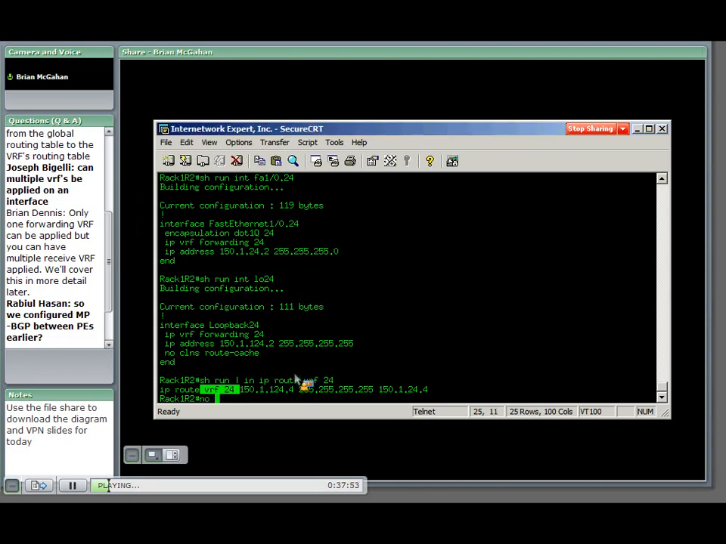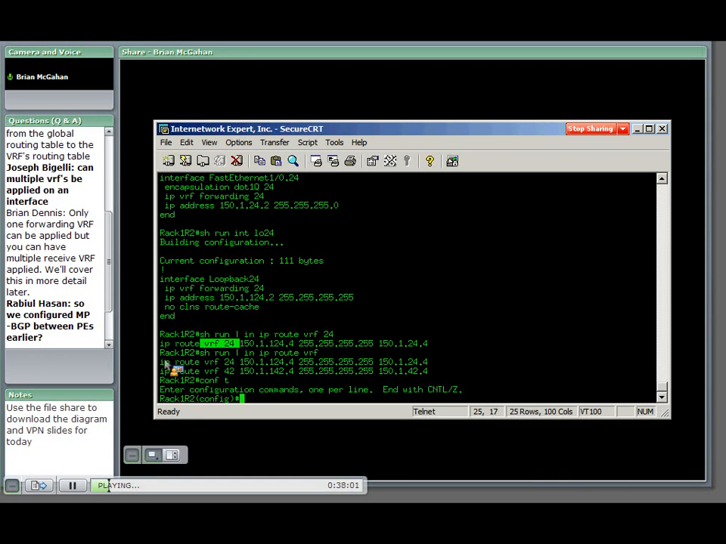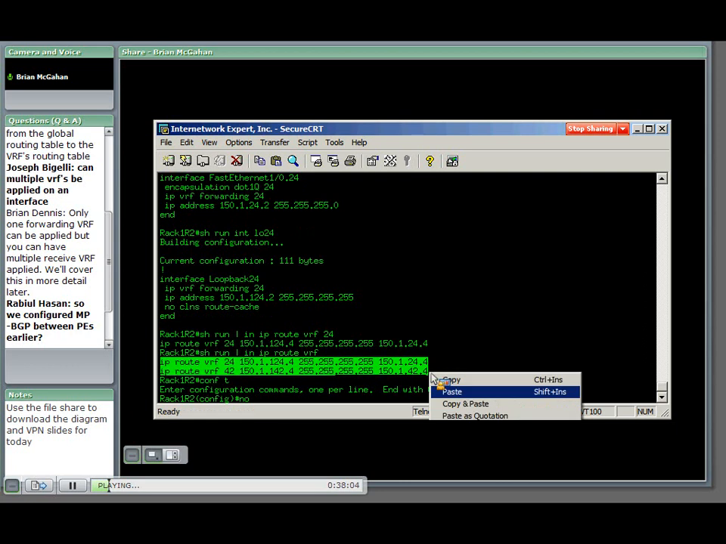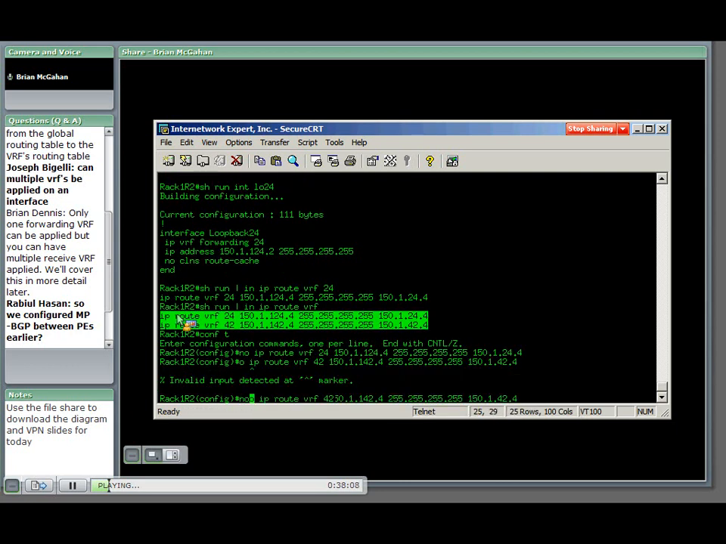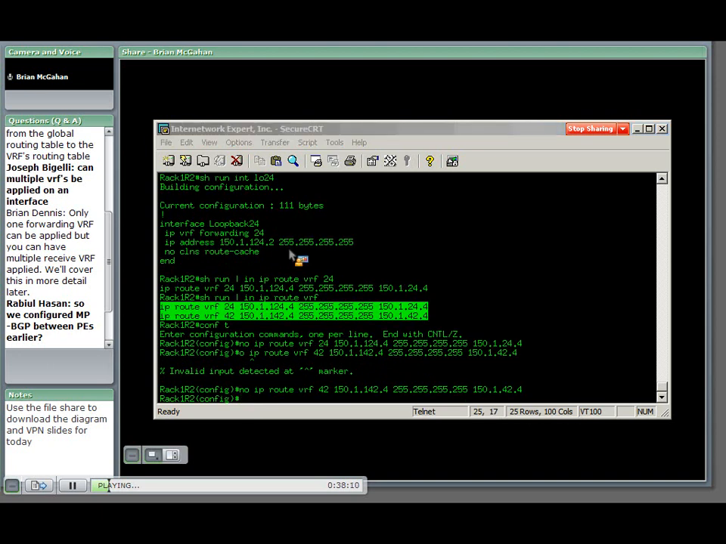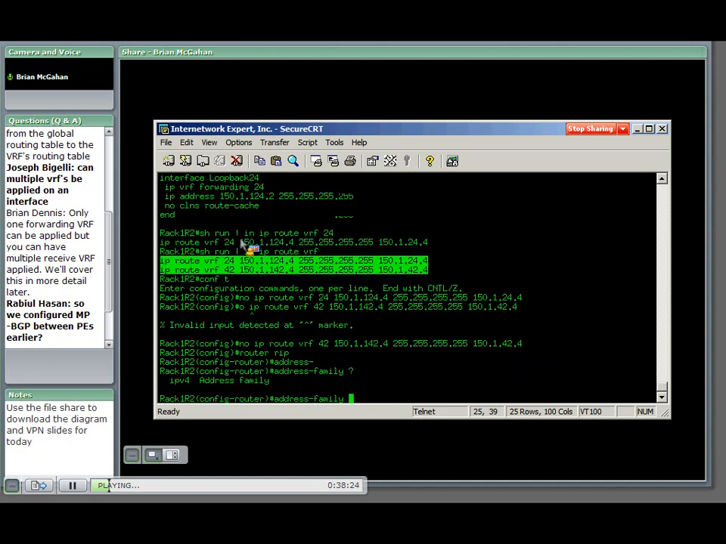Okay, so let's get rid of these static routes that we have on router 2. Let's say show run include IP route VRF. Then we'll get rid of these two. And now we're going to run two separate instances of the RIP process. So we'll say router RIP.